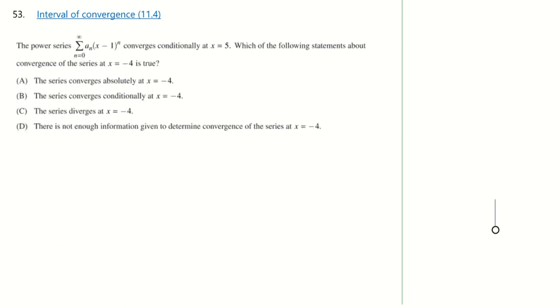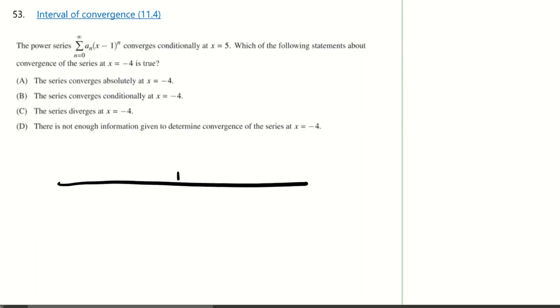All right, with interval of convergence, I find that pretty often they ask these questions that kind of get at the idea of, okay, you've got yourself a power series, this one's centered at 1. They're going to give you some information about the radius and then ask you about what could be true, must be true, might be true, something like that.